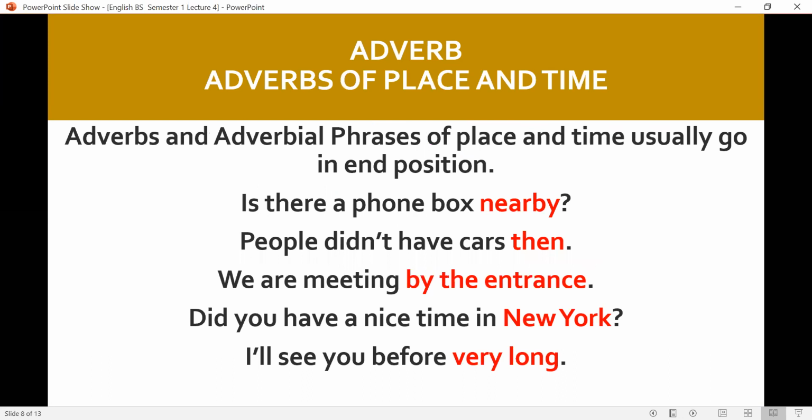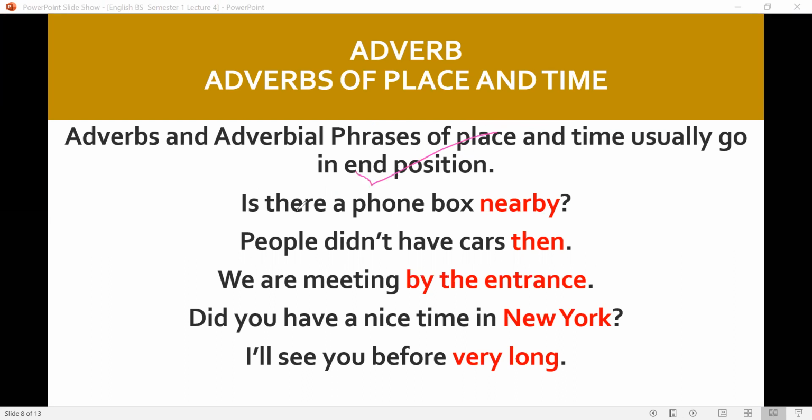So there are adverbs of place and time. Adverbs also tell us about place and time, about frequency. We may use adverbs in three different kinds. The first kind is time and place. Adverbs and adverbial phrases of place and time usually go in end position.